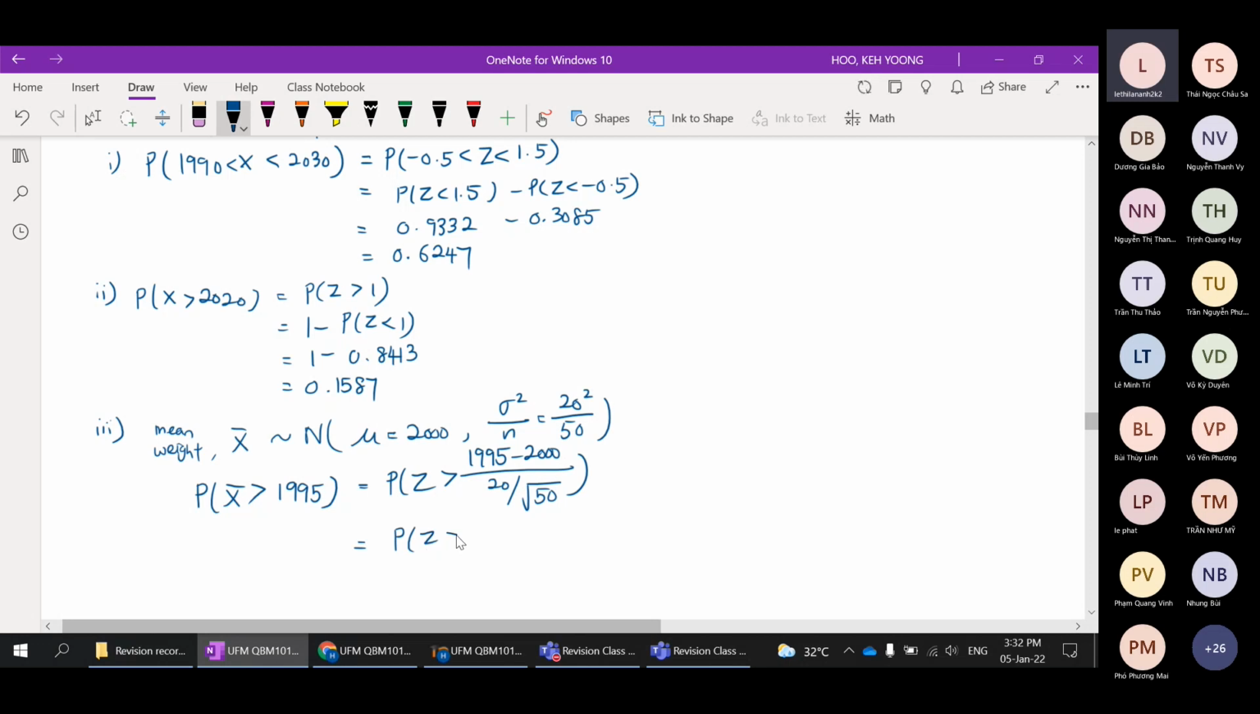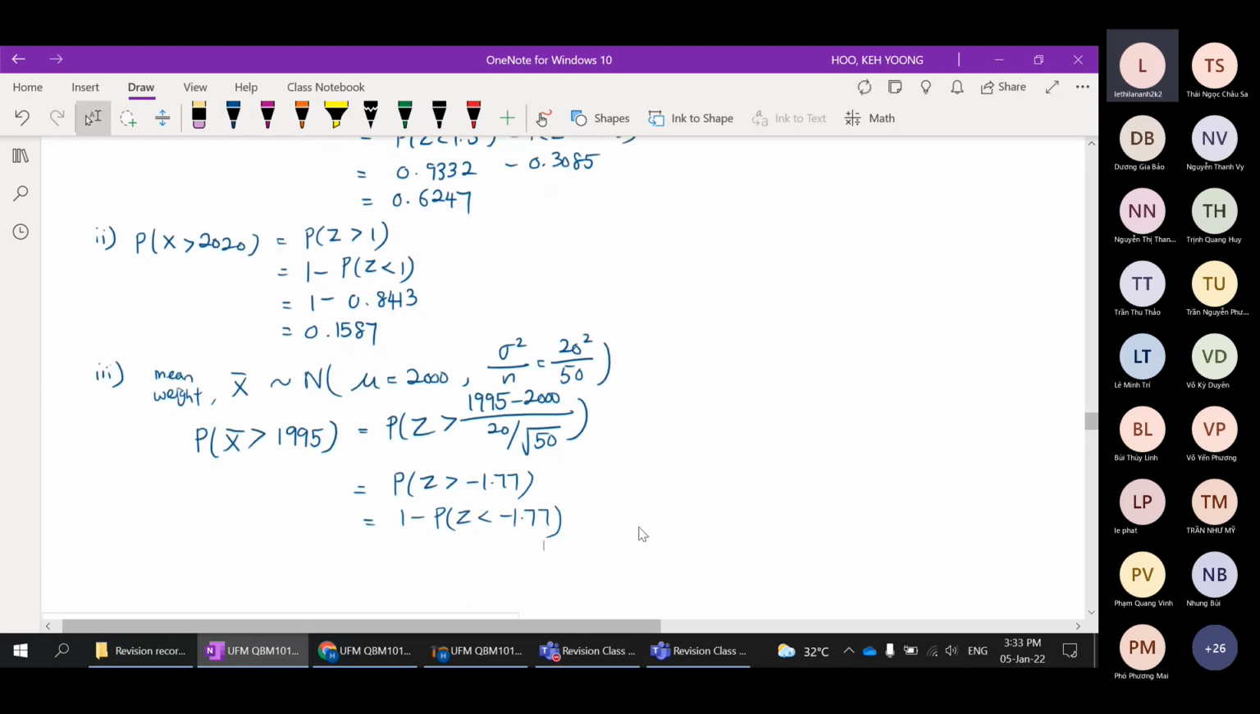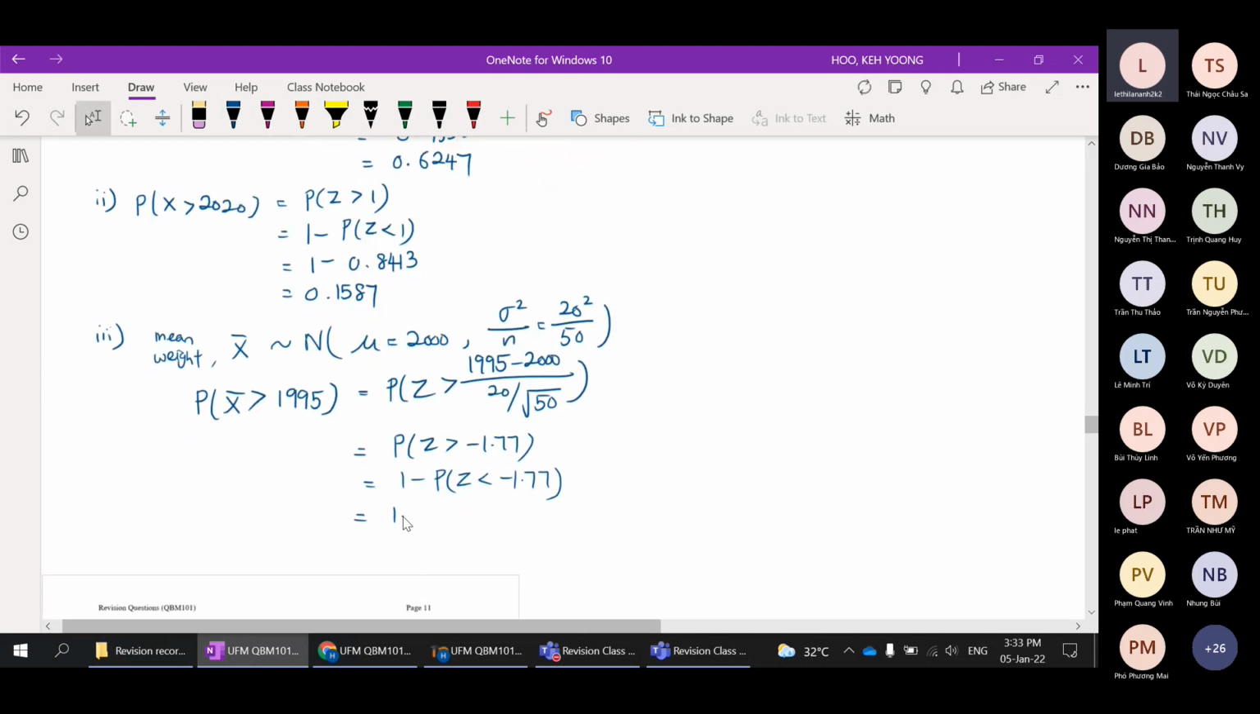So you got Z more than negative 1.77. So take 1 minus the area less than negative 1.77. So 1 minus 0.0384, you get the final answer, 0.9616. Any questions? We have done all the probability questions, module 2. Is there anything you'd like to ask?